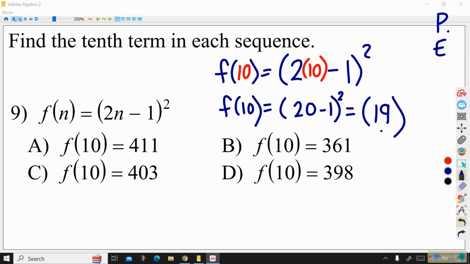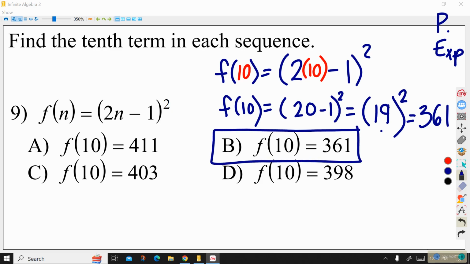So now I have to do the exponent. The exponent is this little 2 that we have on both of those. That means to do 19 times 19. And if you do 19 times 19, you'll get 361. And so our value is B, and the answer is right there.